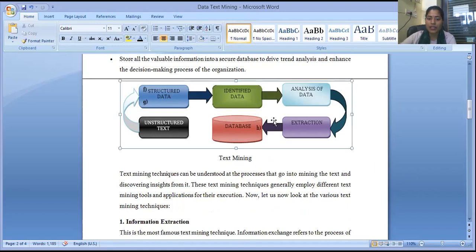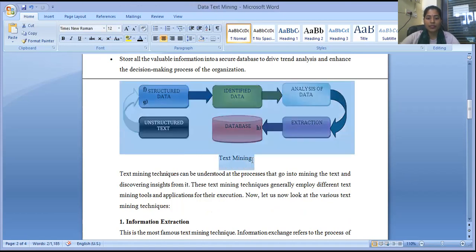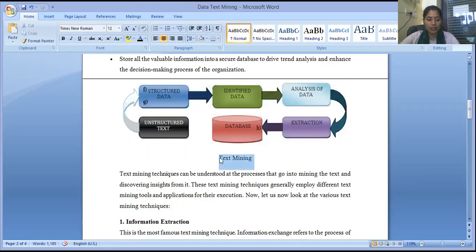So this is the basic diagram of text mining. Okay, this is your basic diagram of text mining. Here is how the structured data is designed. Suppose firstly you have the unstructured data, isn't it? You are getting the data, text, or information from the different sources and resources. Then you are converting this into the structured data format.